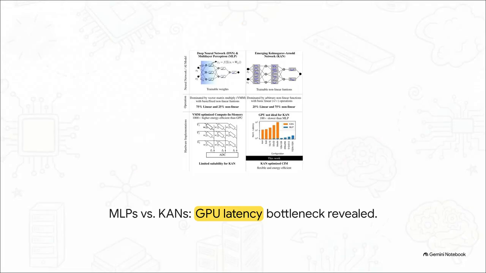But there's always a catch, right? And the catch here is latency. Standard GPUs are highly optimized for the linear math used by MLPs, but they are honestly terrible at computing the complex nonlinear functions that CANs require. Running a CAN on a standard GPU can exhibit anywhere from 5 to 100 times higher latency. So we've got this incredibly efficient software model that our current hardware just fundamentally cannot process efficiently.